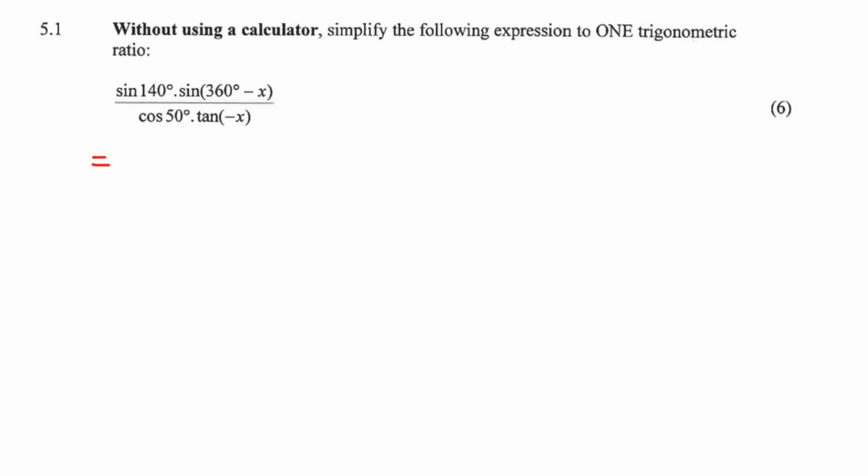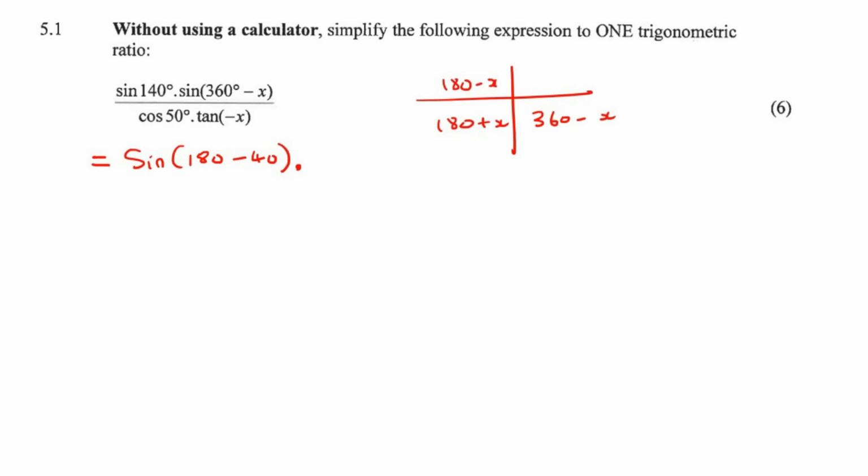So for 6 marks, we have to simplify this expression as much as possible. So for the sin 140, we know that that is the same as sin of 180 minus 40. For the sin of 360 minus x, as long as it's on the CAST diagram, we can just say that that's going to be sin x, but because it's in this quadrant, sin is negative in that quadrant, so we're going to say negative sin x. Cos 50 is already as simplified as it can be, so we'll leave that one alone.